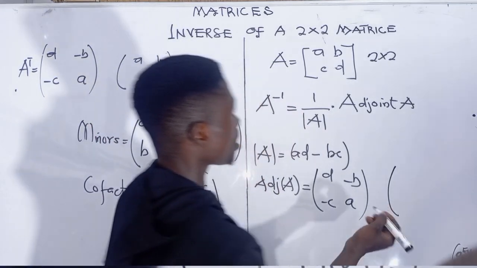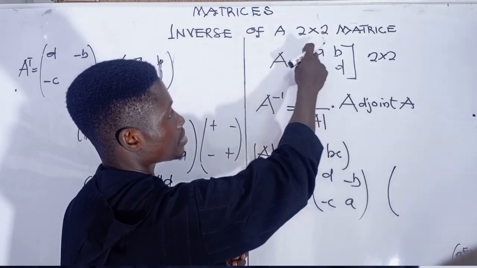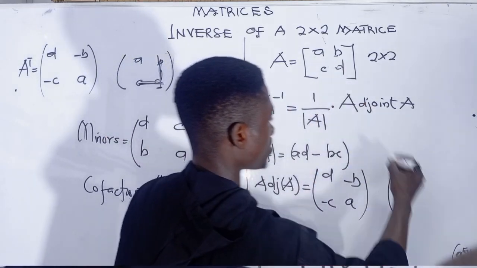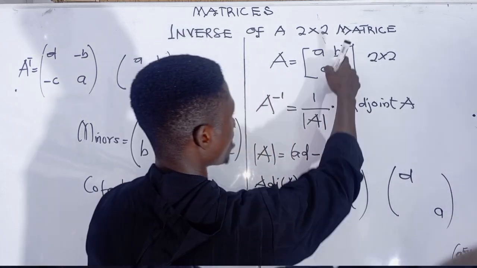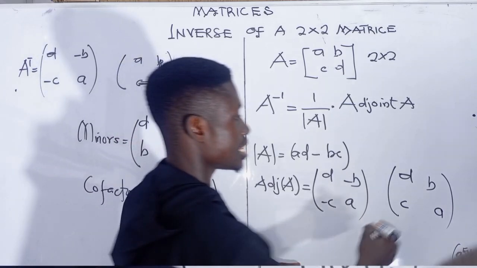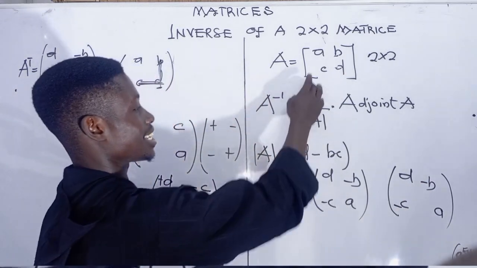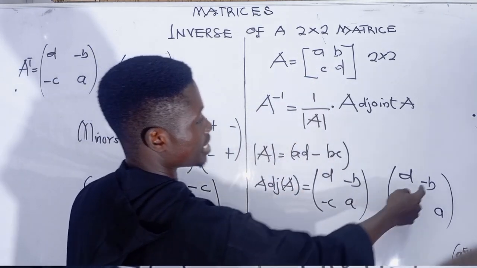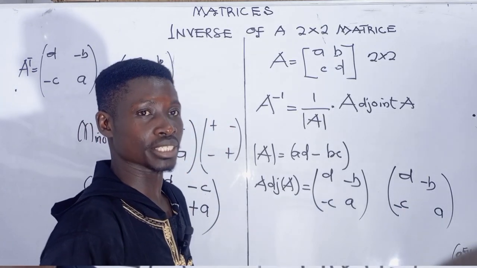First, we are going to interchange the positions of the A and D. It means the D will come to the first entry and then A will come to the last entry. So we have D and then A. And then we have B, C. So we have B, C. Then after that, we negate the B and then the C, and that's going to be the adjoint of matrix A, as easy as that. So you interchange the position of A and D, and then you negate the B and the C, and that's going to give you the adjoint of A.